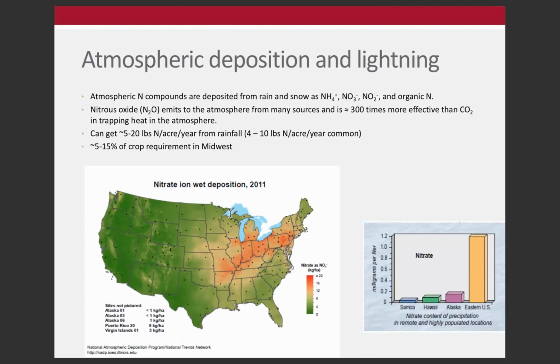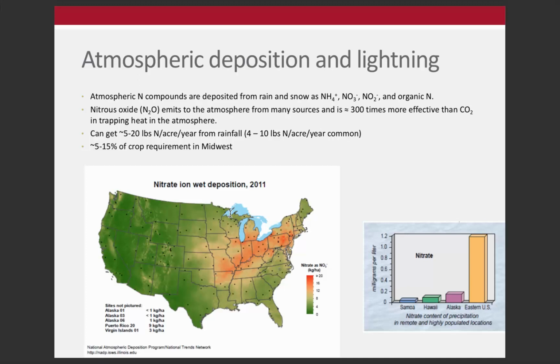Okay, so atmospheric deposition and lightning. This is another source, and depending on where you are in the world, it can be an important source. Again, combustion of fossil fuels is the primary generator of nitric oxide and nitric acids, and those can really increase deposition rates.